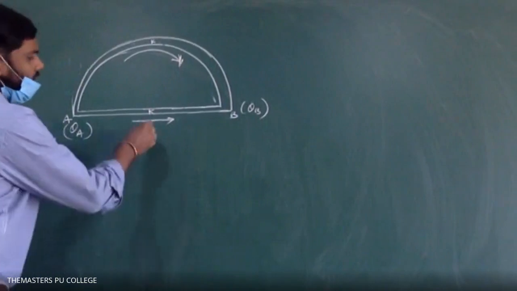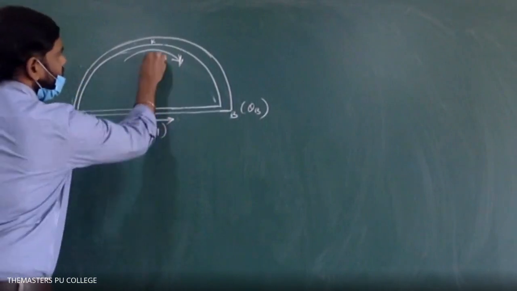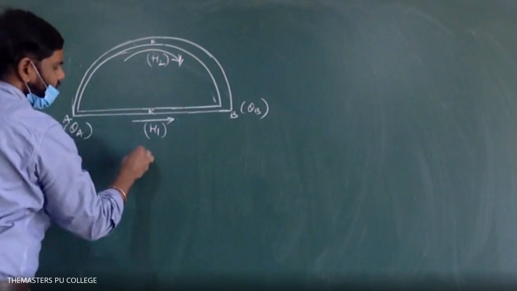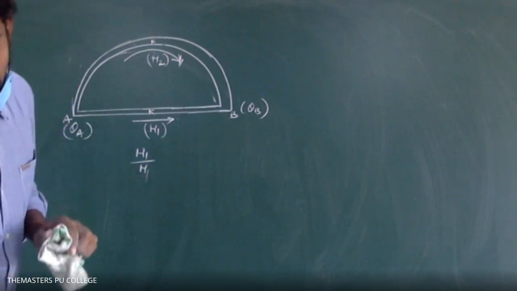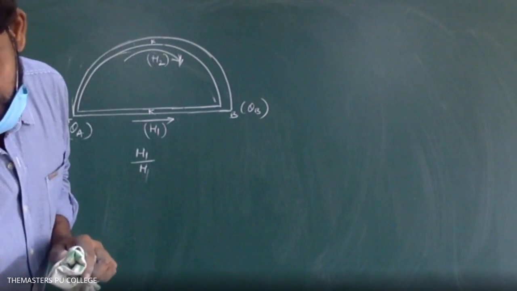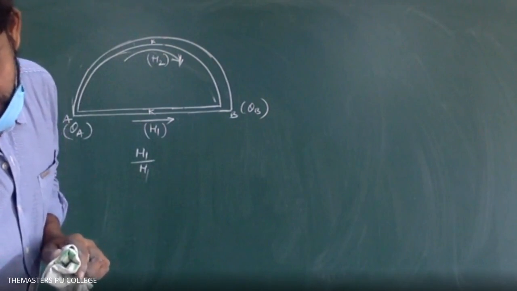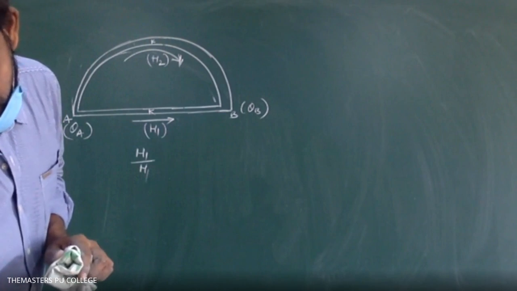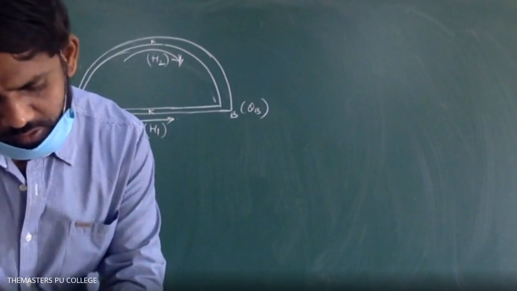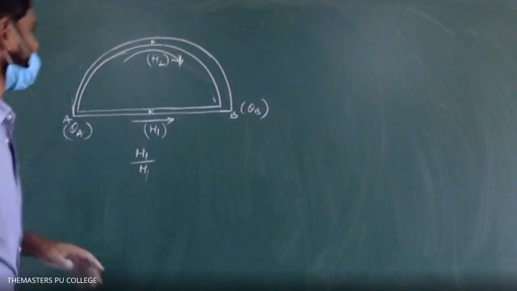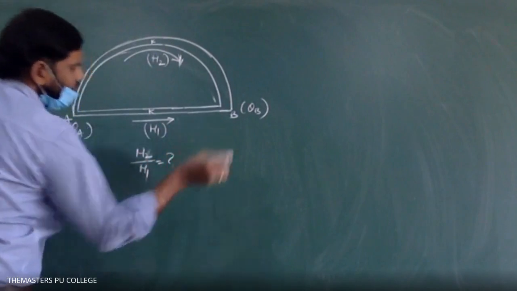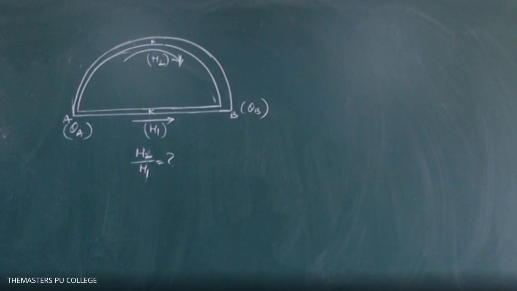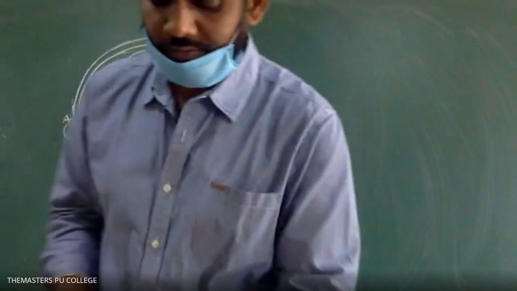For example, let this be H1 and this be H2, the rates of heat. Then what will H1 upon H2 be? Or else the ratio of heat transferred through the cross section of the semicircular rod first, and then the straight rod. H2 upon H1 is equal to how much? This is the question they are asking. So listen, read the question carefully.